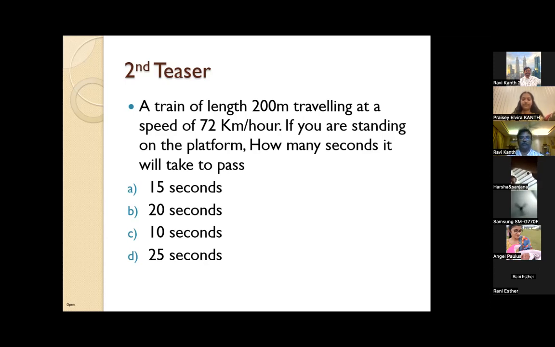You need to convert 72 kilometers per hour into meters per second. Many teachers are there, many students are there, many elder people are there. Anybody can try. A, B, C, D. What is the answer?